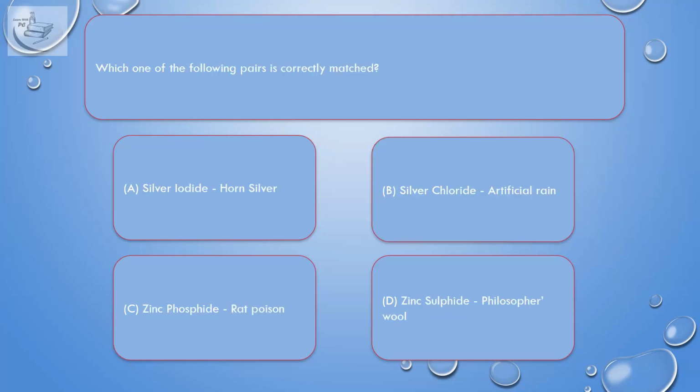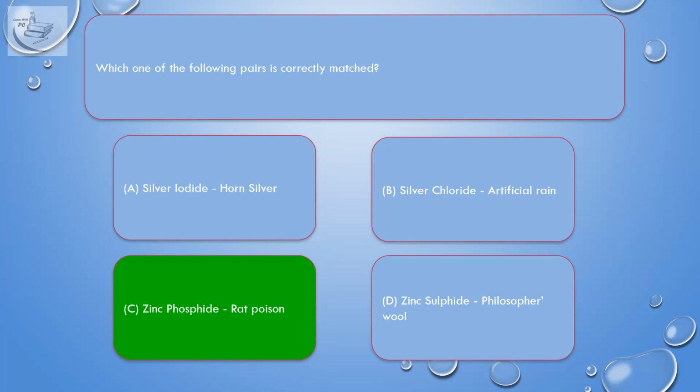Question: which one of the following pairs is correctly matched? A. Silver iodide, horn silver. B. Silver chloride, artificial rain. C. Zinc phosphide, rat poison. D. Zinc sulfide, philosopher's wool. Correct answer is C. Zinc phosphide, rat poison.